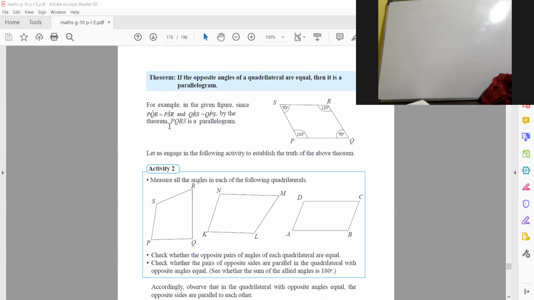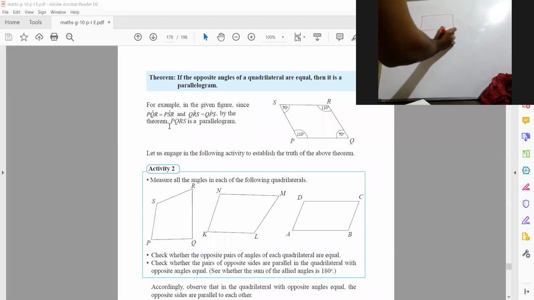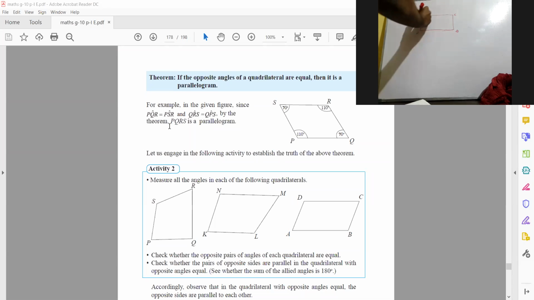Okay, now I'll explain one by one. Theorem 1: if the opposite sides of a quadrilateral are equal, then it is a parallelogram. Suppose there's a quadrilateral like this. You can see me, right? If the opposite sides of quadrilateral ABCD are equal, we can say that this quadrilateral is a parallelogram. No need of any other property.